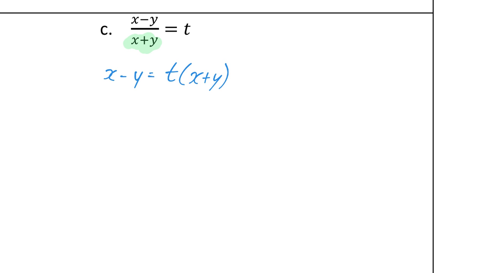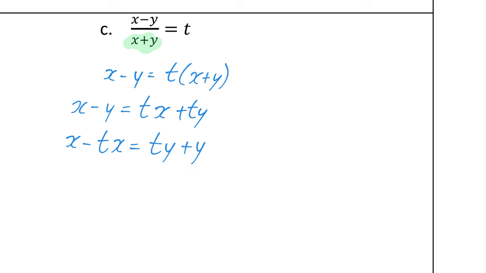Now the easiest thing to do is just to multiply out, and that's what we're going to do. So just multiply the bracket and see what happens. So x minus y is equal to tx plus ty. And then we want to bring all the x's to one side, so I'm going to pick the left hand side. So x minus tx is equal to ty plus y.